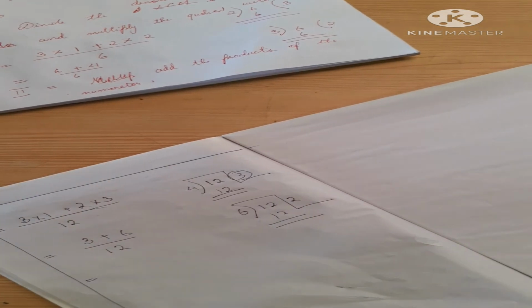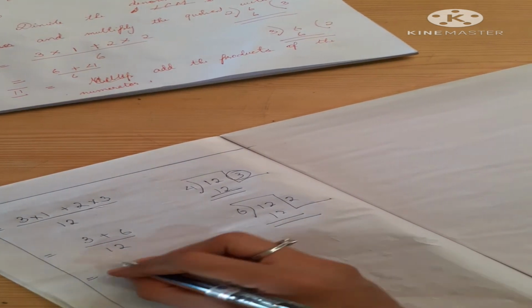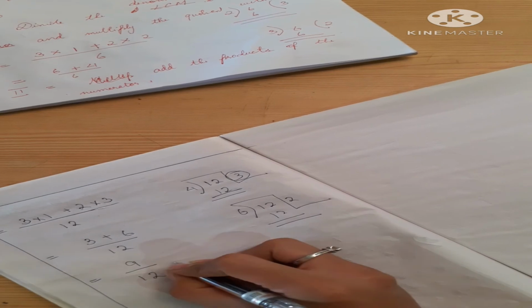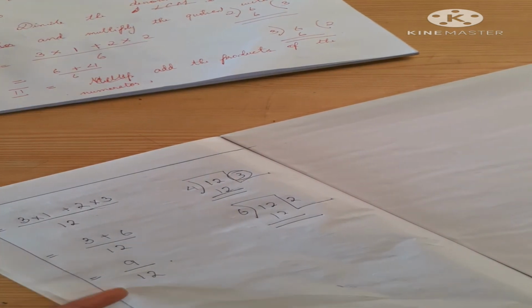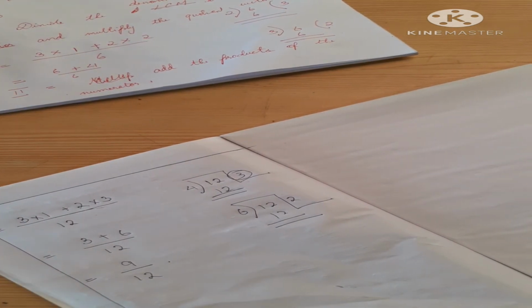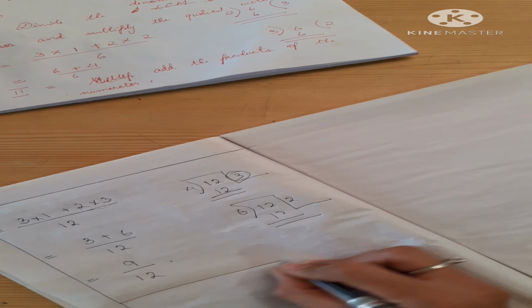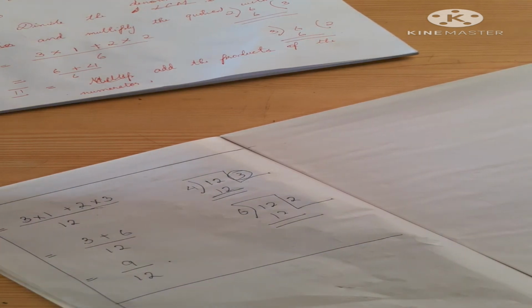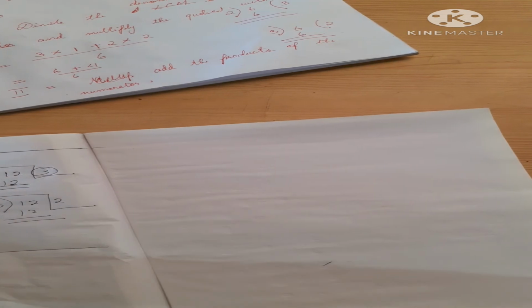3 plus 6 is 9, so the answer is 9 by 12. Is this fraction a proper fraction? Yes, it is a proper fraction. That means we don't have to change it into a mixed number. That is the addition example. And now we will be talking about subtraction.